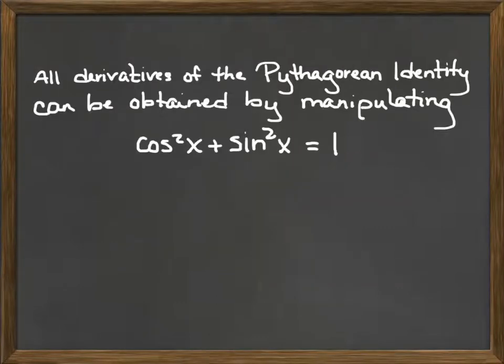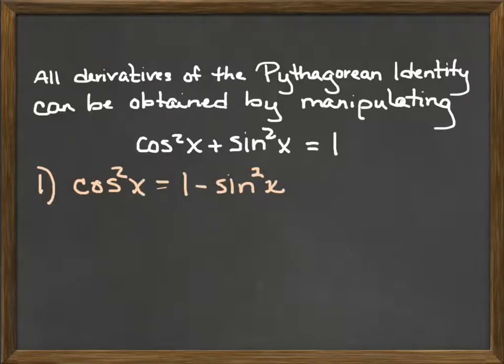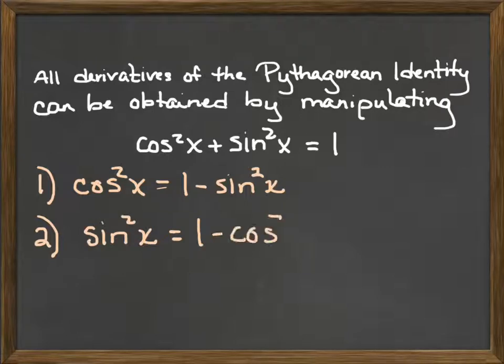But all derivatives of the Pythagorean identity can be obtained by manipulating this equation. So let's just take a look. We can come up with a different form just simply by subtracting sine squared x from both sides. We can also subtract cosine squared from both sides. So these are two equivalent statements to the Pythagorean identity.